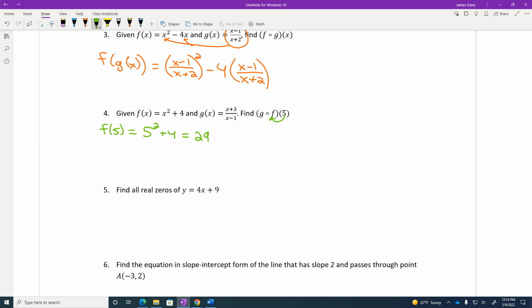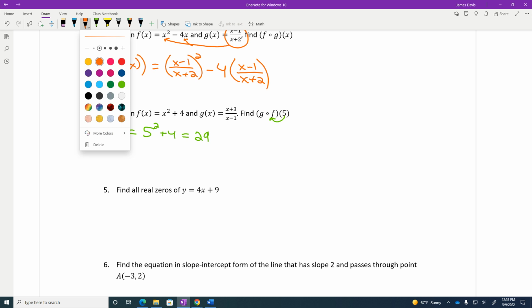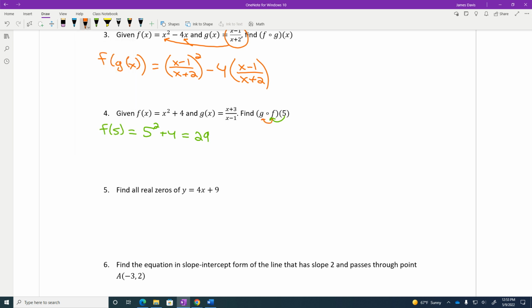This is kind of like the recursive sequence, because then we take this answer, 29, and we plug it into g. So then g of 29 will be 29 plus 3 over 29 minus 1. We get 32 over 28. And we'll reduce that. 4 goes into both, so we get 8 over 7.